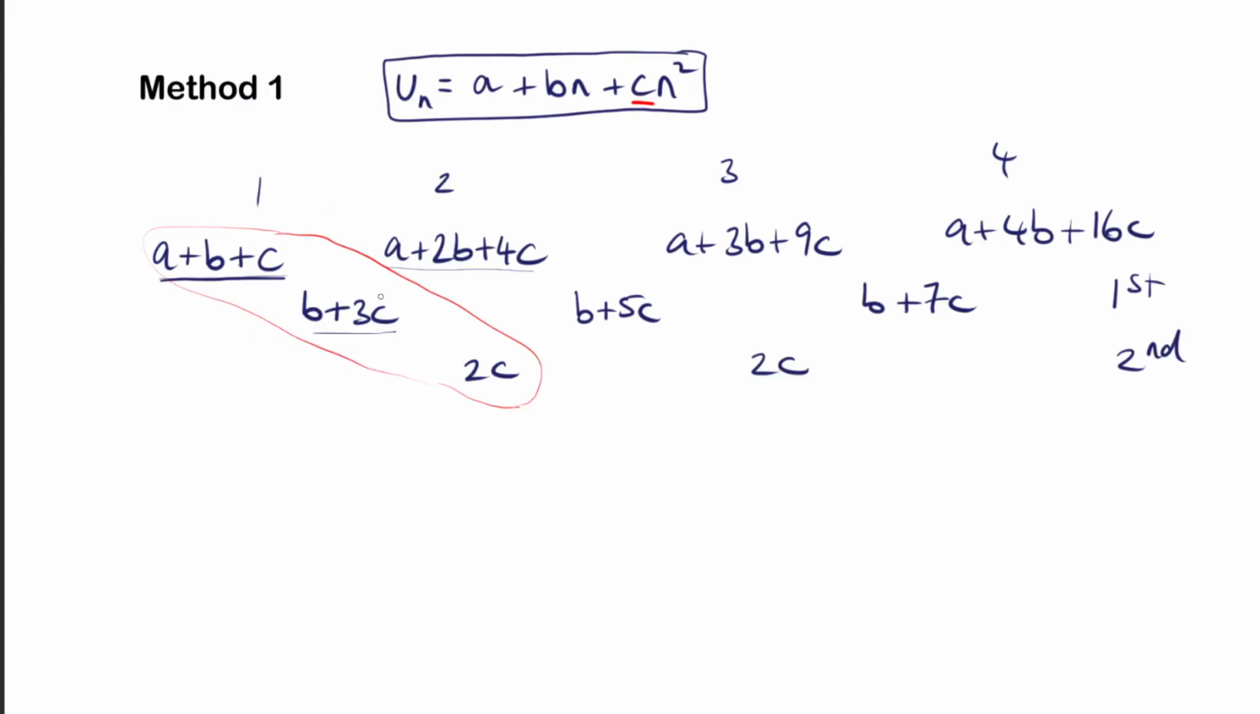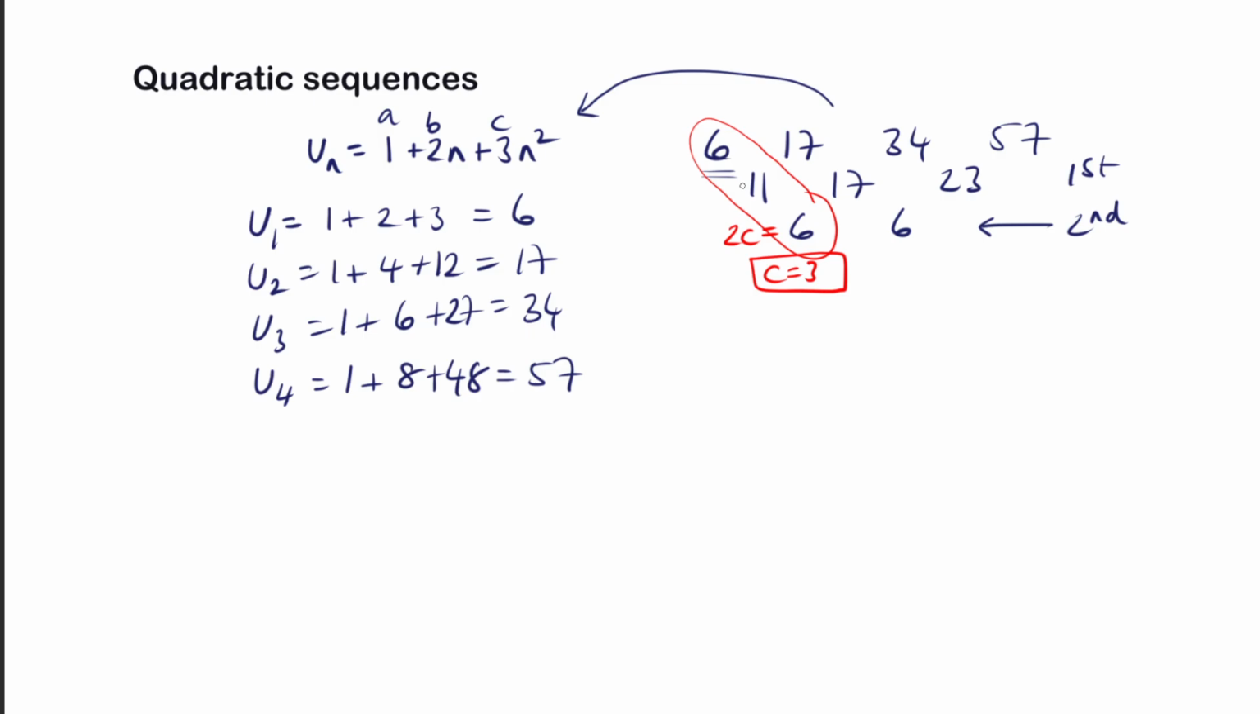The first number in the first differences is B plus 3C, so this 11 here must be B plus 3C. Now, if that's B plus 3C, and we already worked out that C is 3, can we see that this is actually saying B plus 9 is 11? So obviously that tells us that B must be equal to 2, mustn't it?